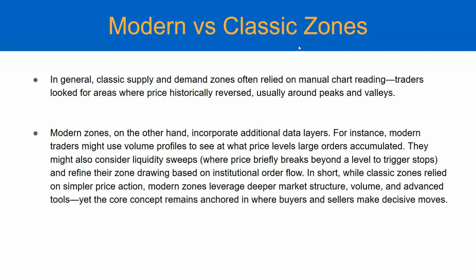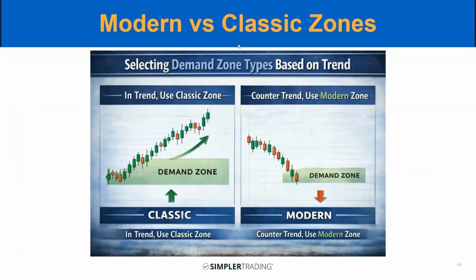So modern versus classic zones. In general, classic supply and demand zones often relied on manual chart reading. Traders look to areas where price historically reversed, usually around peaks and valleys. Modern zones, on the other hand, incorporate additional data layers. For instance, modern traders might use volume profiles to see at what price levels large orders accumulated and so forth. Okay, so let's move on.